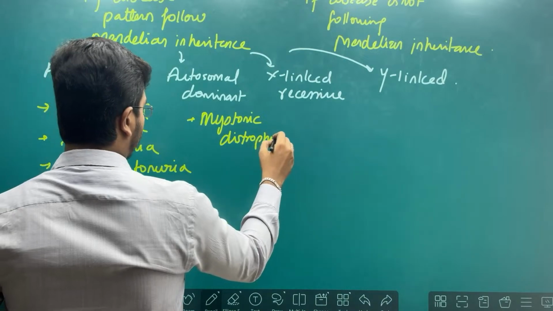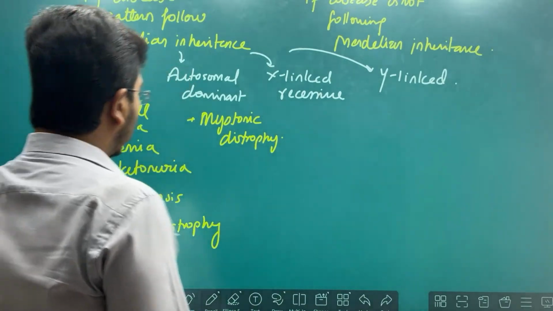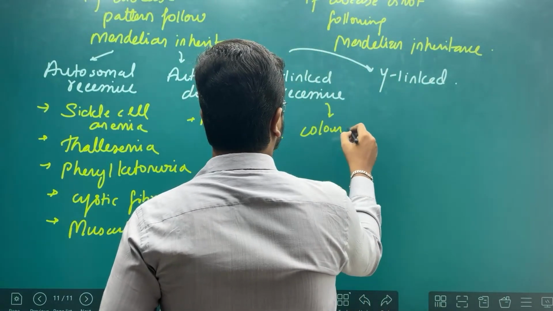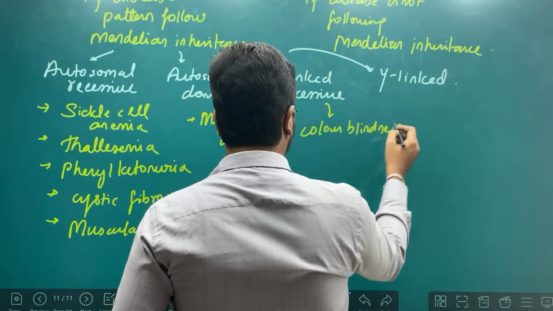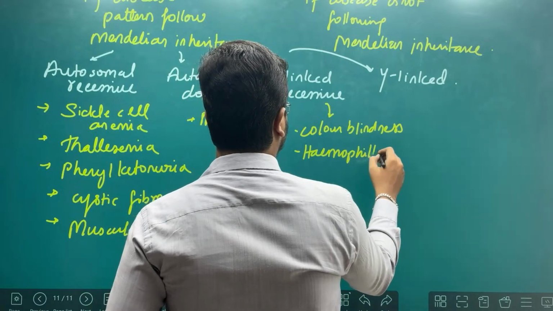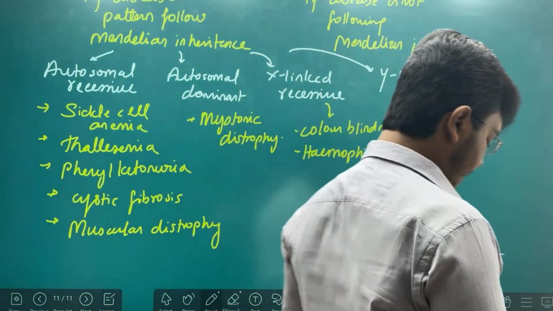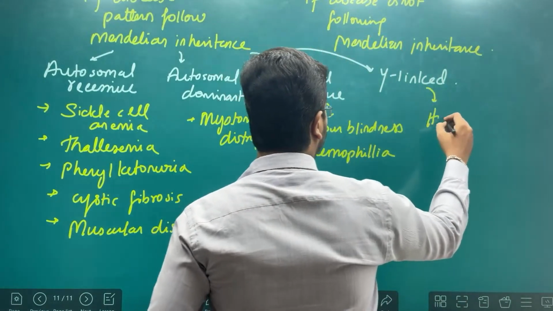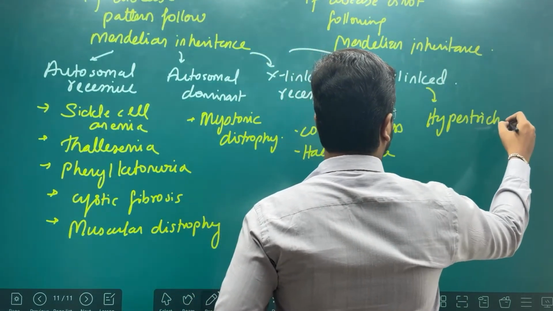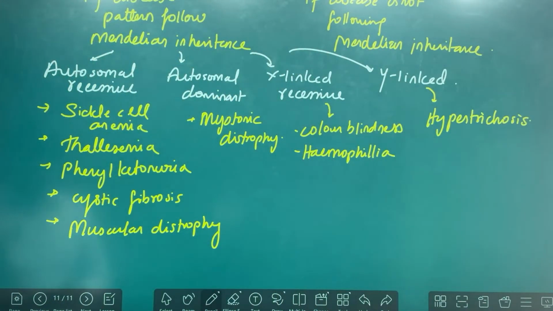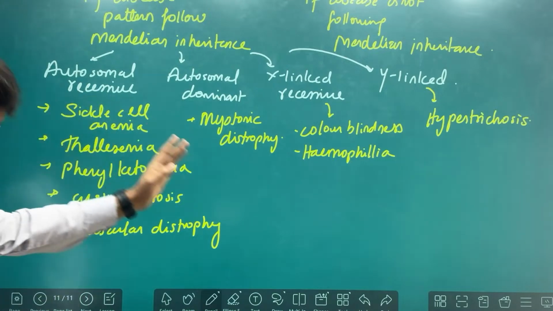Only myotonic dystrophy. Okay. In X-linked recessive, we have color blindness and hemophilia. Color blindness and hemophilia come here. In Y-linked, it is hypertrichosis. So these are all the disorders which I am able to see in different patterns, right?